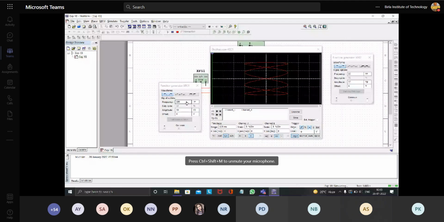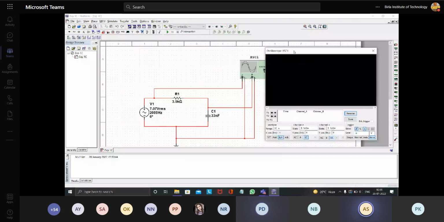And for the third experiment, is it okay, ma'am? Yeah. The screen is not changing. It is there in the Lissajous pattern only.